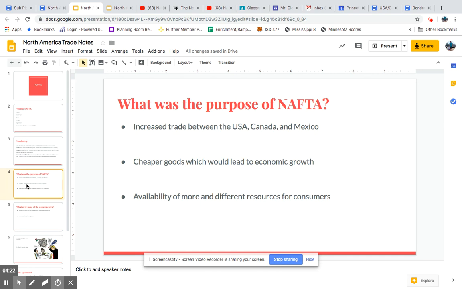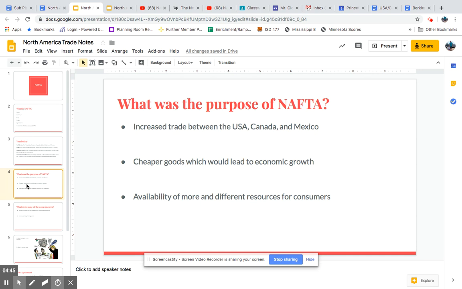There are resources in Canada that they don't have in Mexico. There are resources in the United States that they don't have in Canada. There are resources in Mexico that they don't have in the United States. And so by increasing trade between the 3 countries, the idea was, well, we can get these resources that we don't have in our country and bring them in for cheap. 2 easy examples. There's a lot of lumber in Canada.